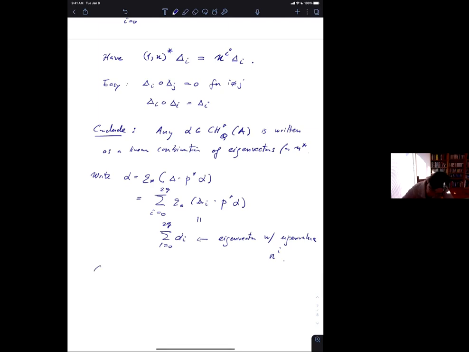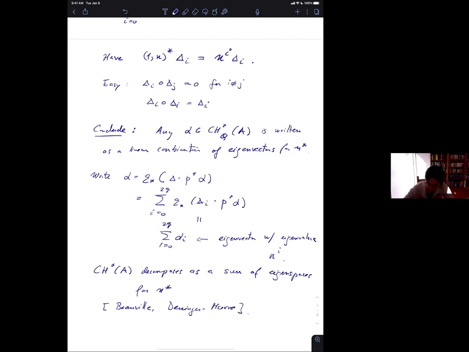So then we have obtained that the Chow groups decompose as a sum of eigenspaces for N star. And any N gives the same decomposition, right? It's completely clear from this. So this is a classic result of Beauville, and then refined by Deninger.